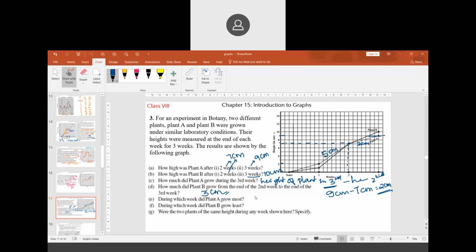During which week? Second week. From the end of the first week to the end of the second week. During which week did plant B grow least?